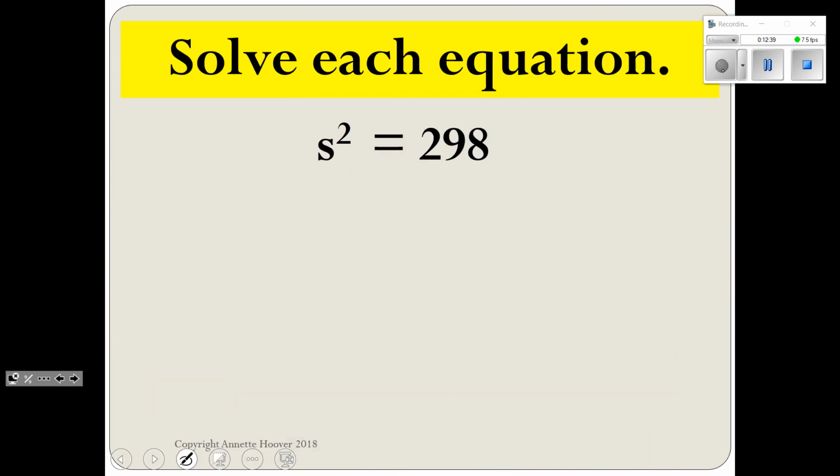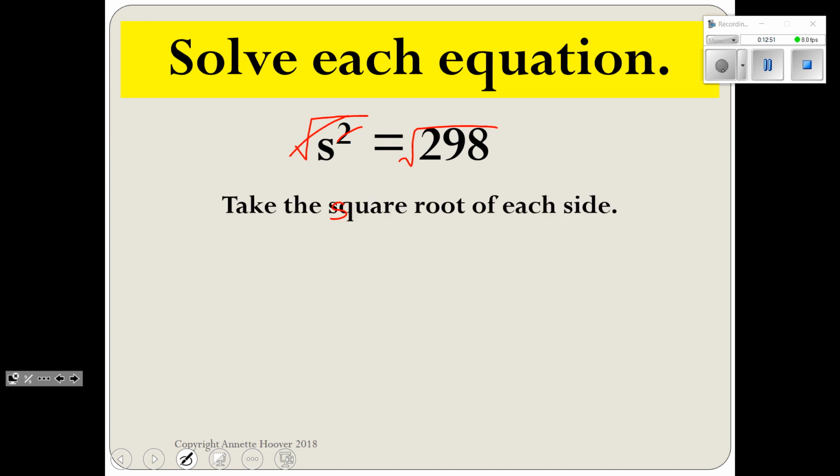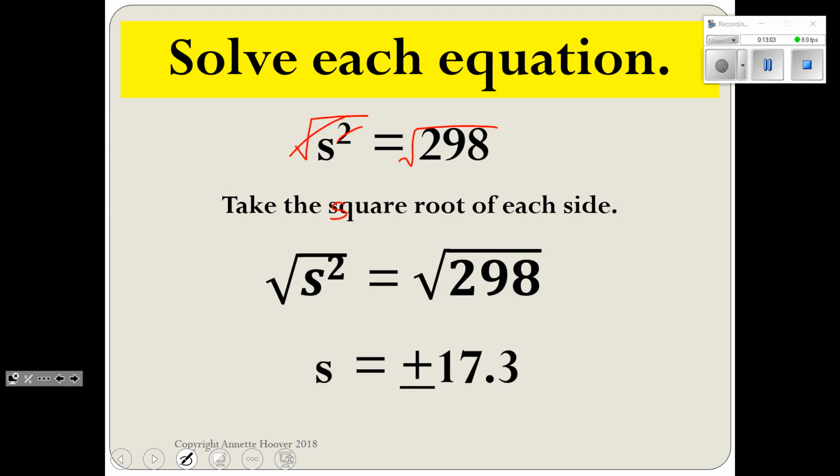S squared equals 298, the same thing. In order to get s by itself, we have to take the square root of both sides. Now, again, when we type that into our calculator, it's going to be an irrational number, which means a decimal that goes on and on forever. So we're going to round to the nearest tenth, which would be 17 3/10. But it could be either a positive or a negative 17 3/10.